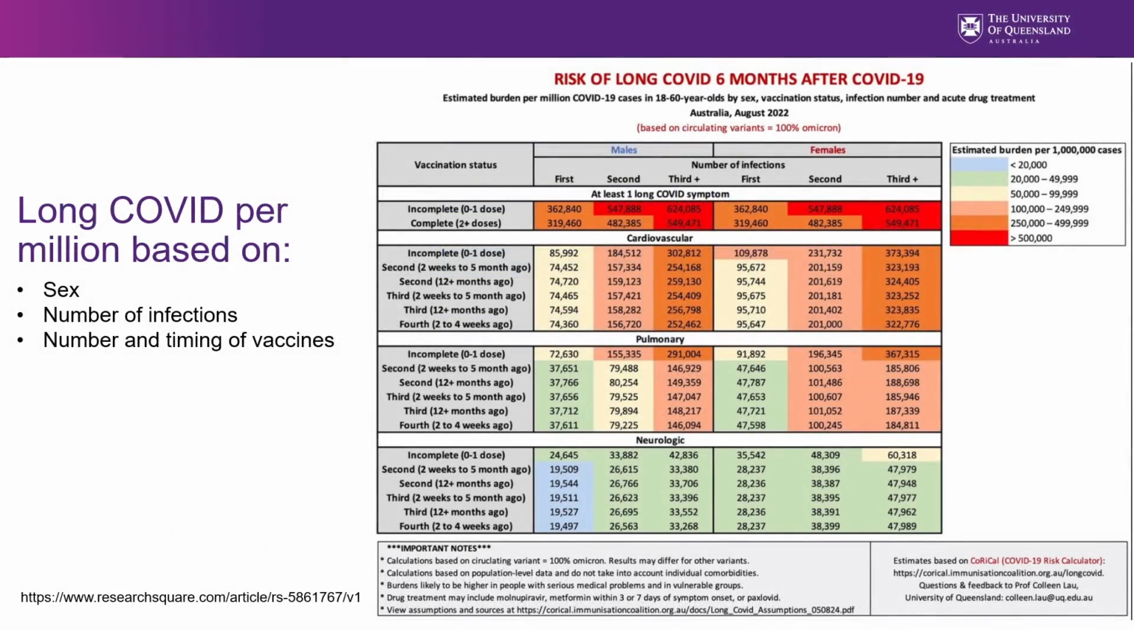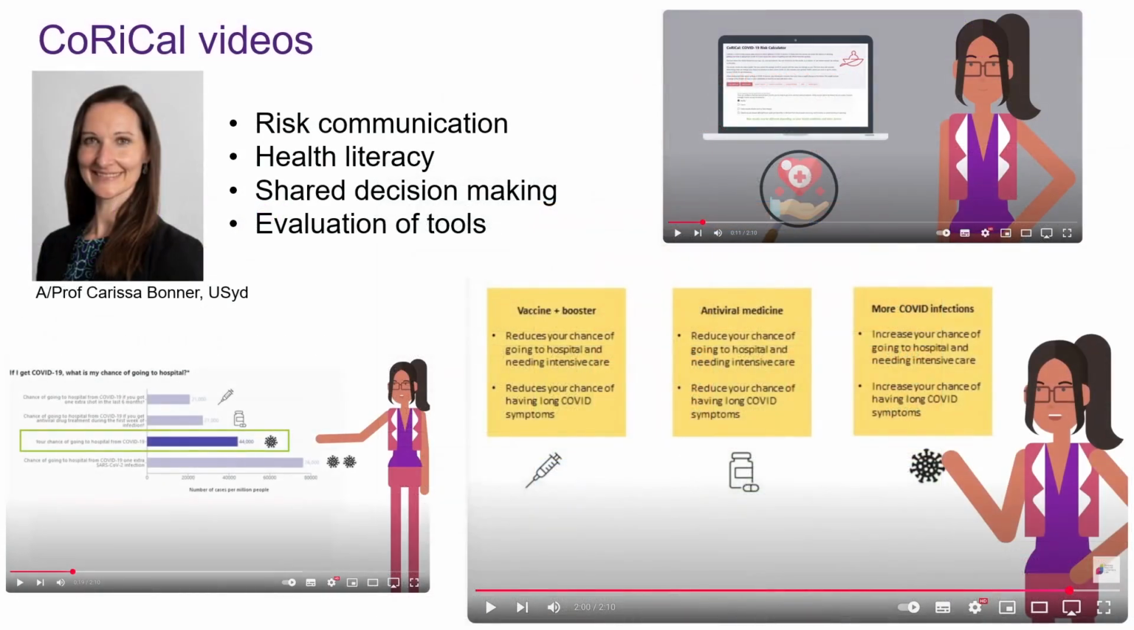So we also have some static risk charts. So there are some people who don't really like interactive tools. This is very similar to the cardiovascular risk charts, which all clinicians will be familiar with. And it just shows the probability of long COVID per million based on sex, number of infections, and number and timing of vaccines. So this is not on the CoRiCal website yet, but it's on the long COVID preprint that's available. There are some videos which Carissa Bonner from University of Sydney has put together, and she has expertise in risk communication, health literacy, shared decision making, and evaluation of tools. So here down the bottom you can see the video explaining the benefits of vaccination, antivirals, and also the impact of multiple infections on long COVID.